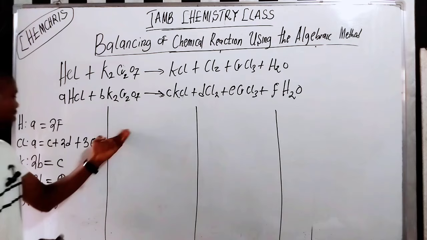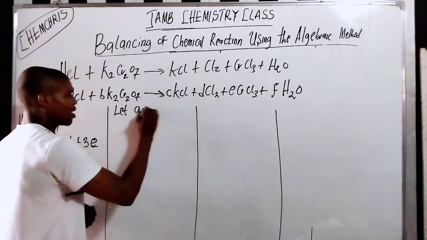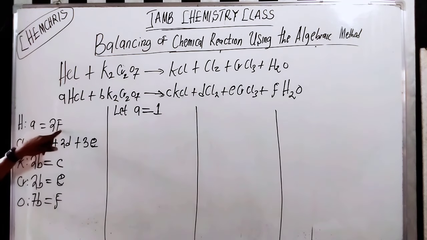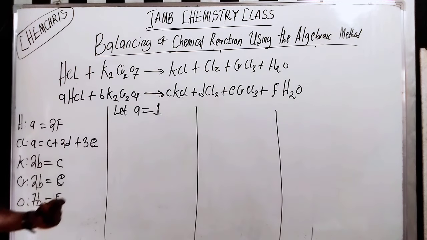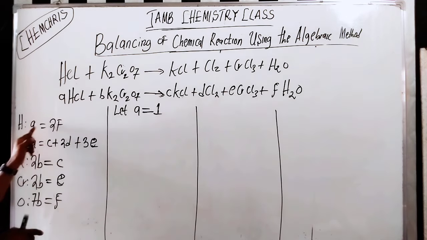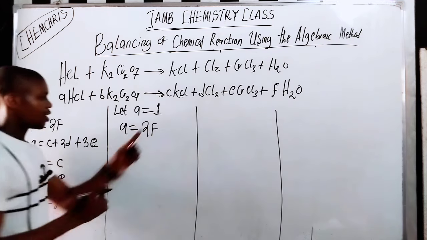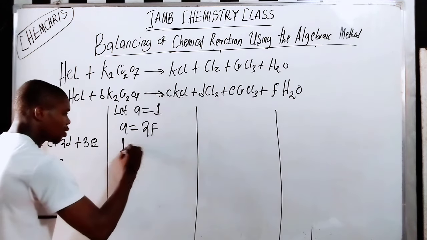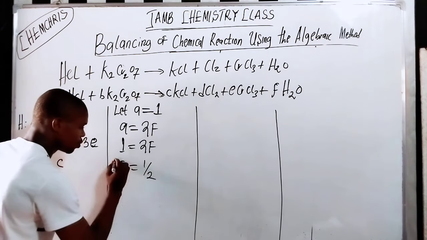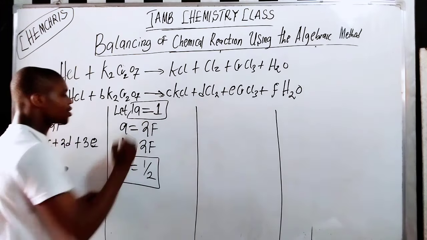So the next is to equate A to be 1. So you can say let A equal 1. Now, if A is equal to 1, I can even solve my F, right? Because my F is related to A. A equals 2F, right? Equate 1, yes. So 1 equals 2F. So my F equals 1 over 2. This is that. So now it's safe again.